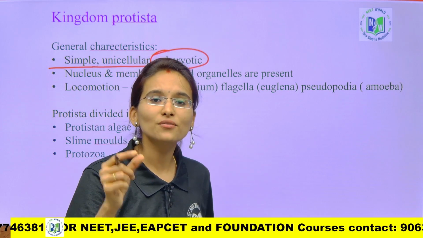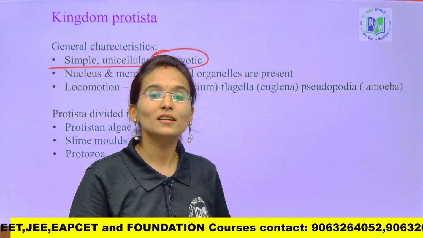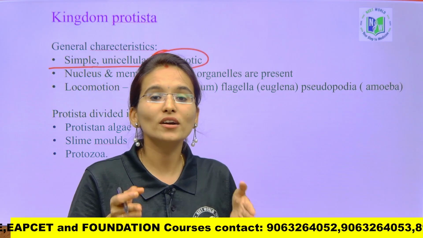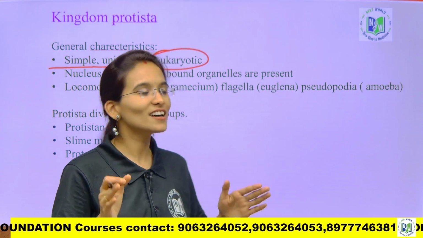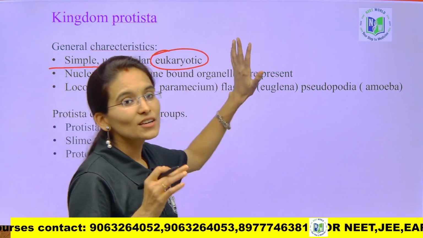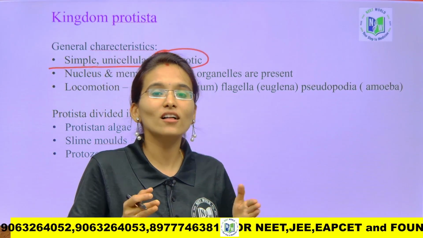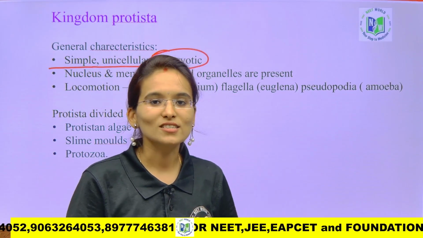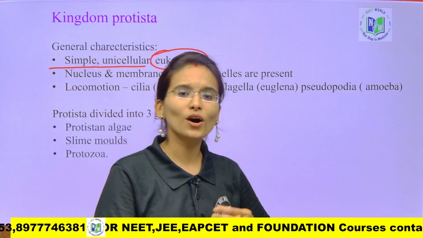What is the undefined genetic material present in the prokaryotes, and what is it actually called? It is called the nucleoid. Now, when we call it eukaryotes, it means it contains all the membrane-bound cell organelles, that may be the nucleus, mitochondria, chloroplast, whatever it may be.